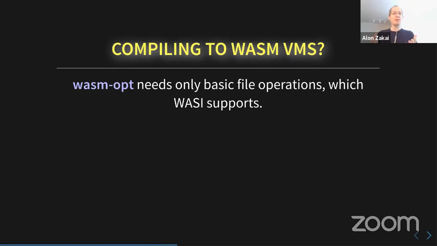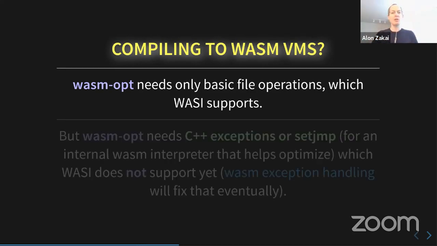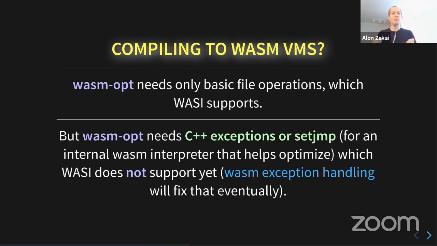So can we compile to Wasm VMs? Wasm-opt needs only basic file operations, read from a file, write to a file, which WASI has all the support we need. But it needs either C++ exceptions or setjmp. It has an internal interpreter that helps us and needs one of those features. WASI does not support that yet. So Wasm itself will get exception handling in a proposal that's being worked on now, and WASI will support setjmp and exceptions using that, but that's not here at the moment. So we can't compile to Wasm VMs right now.